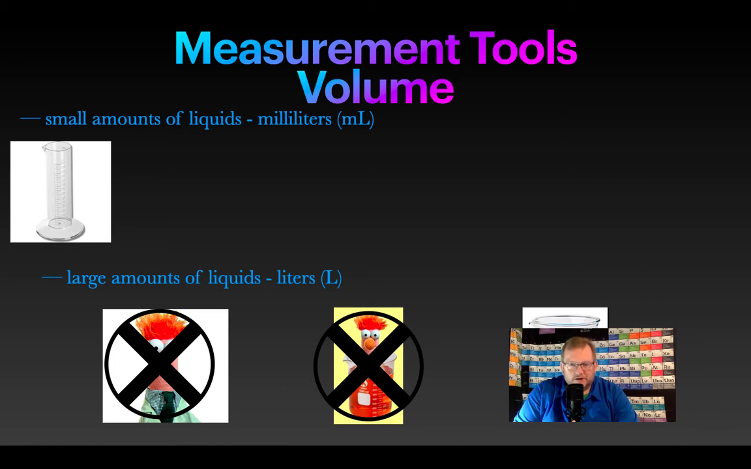Beakers, however, can measure bigger amounts of liquids. So you'll see this one here. If you can see real close, it says 300 milliliters. So we can measure up to 300 milliliters in that big beaker. And beakers come in different sizes too. We could have a smaller beaker, we could have a larger beaker.